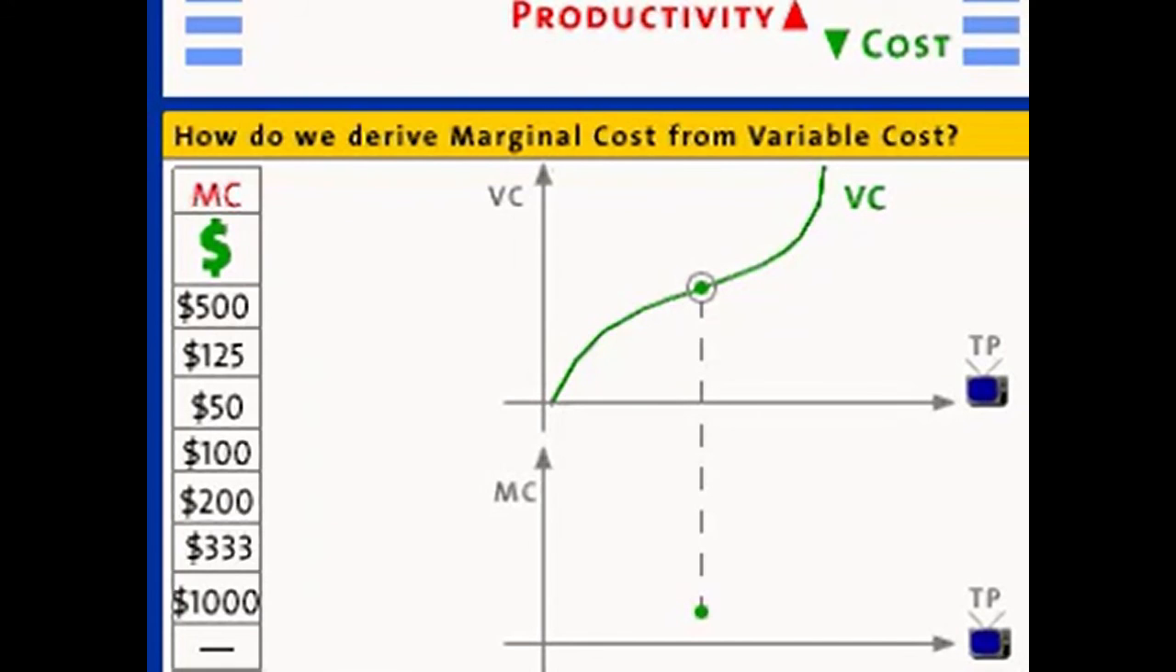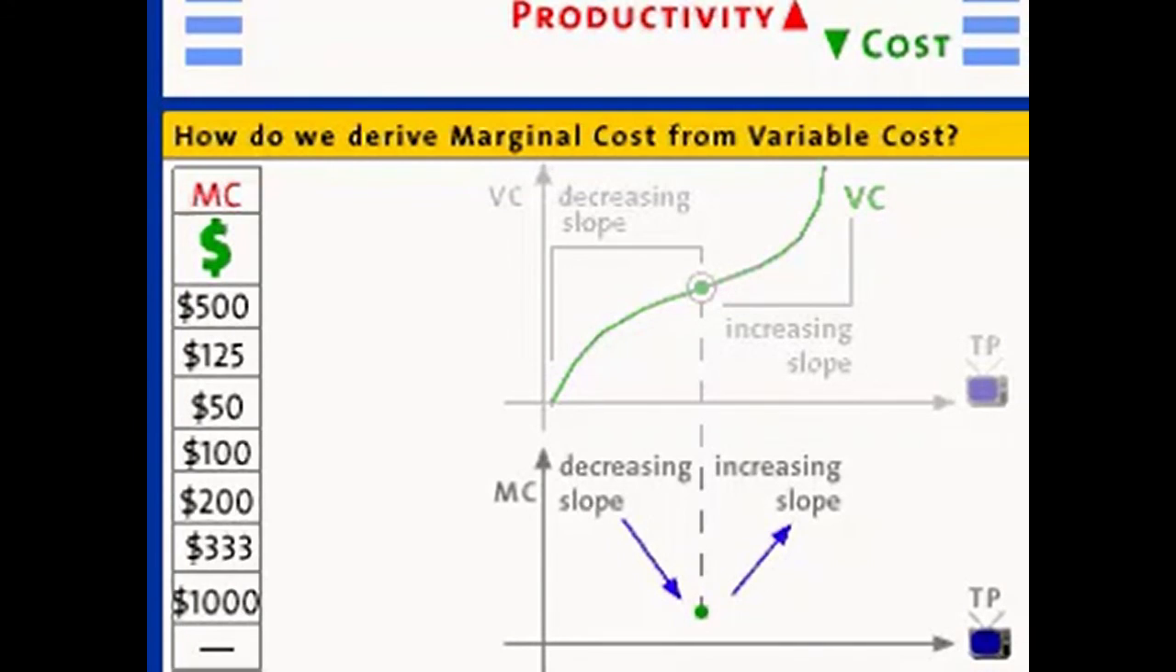Now, if I wanted to be totally mathematically precise, I'd have to figure out exactly what the slope is at that point and put my dot down here at the number that represents that slope. But I'm not going to be that careful. I'm just trying to represent the main idea here. We know that this is the inflection point. This is the point of minimum marginal cost.